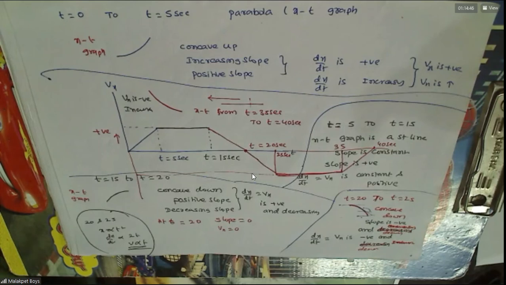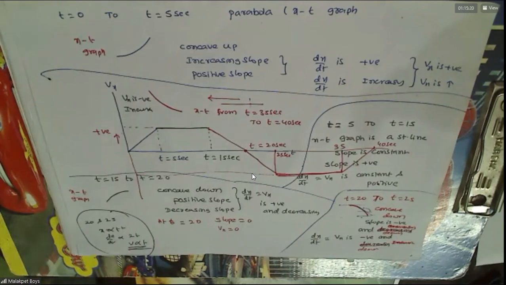If you know concave up and concave down curves, that will be useful for you. And if it is an xt graph and it is a parabola, that means x is proportional to t square. So for velocity, you should find dx by dt. You will get dx by dt as a function of t only, not t square. That means the velocity-time graph must be a straight line. Like that, you can analyze. Understood this? Clear?